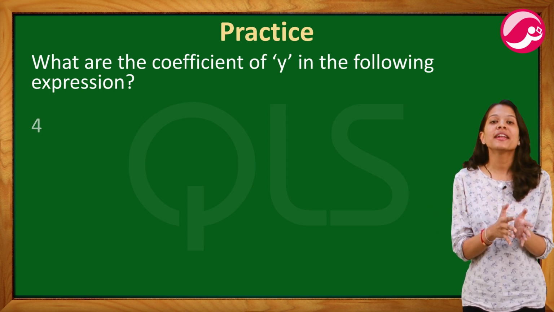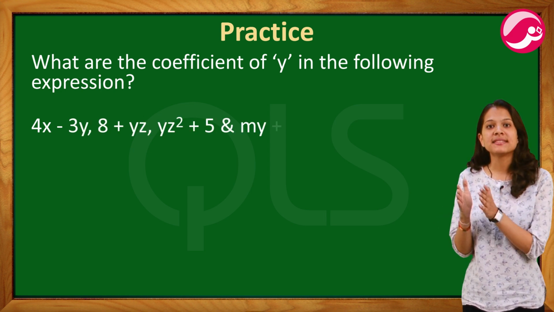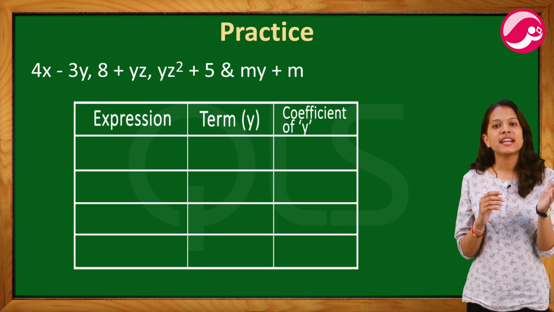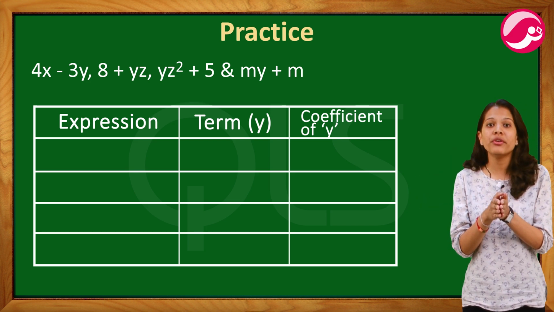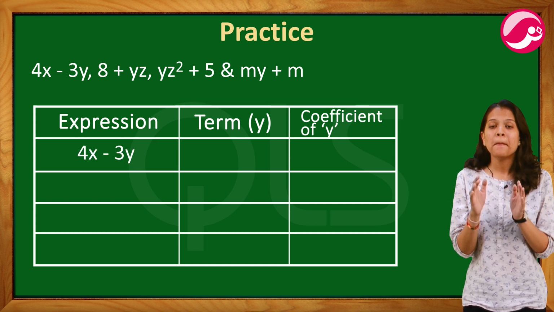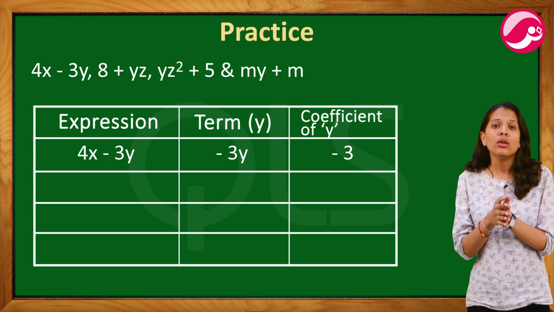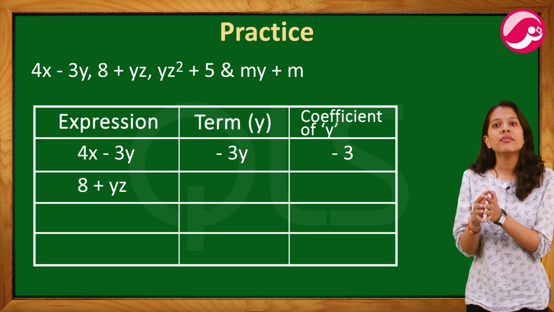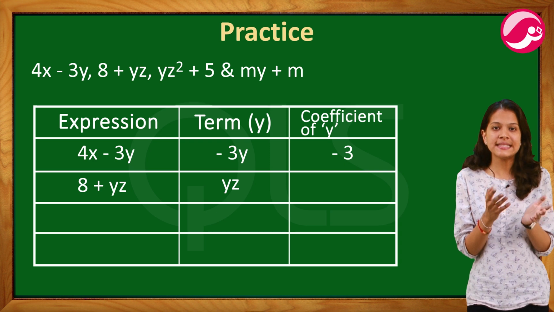So the expressions are 4x - 3y, 8 + yz, yz² + 5 and my + m. Now like the previous question, we'll make 3 columns in this question too, namely expressions, term with factor y and coefficient of y. The first expression over here is 4x - 3y. The term with factor y in this expression is -3y and the coefficient of y is -3. Now let's move on to the next expression, which is 8 + yz. In this expression, the term with factor y is yz and the coefficient of y over here is z.